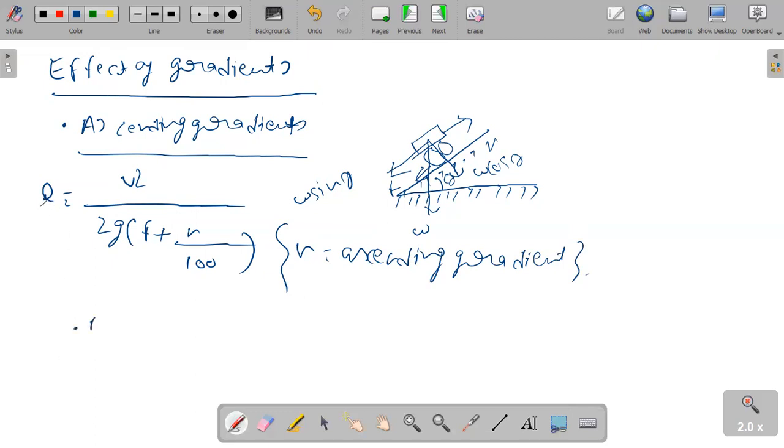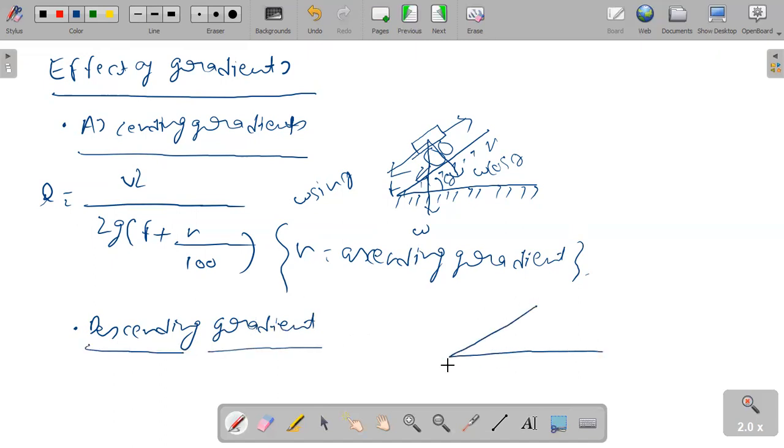Next point, descending gradient. Descending gradient means there is a surface something like this, inclined at an angle of theta, and your vehicle is moving downward with a speed of v. If you draw the FBD of this, you'll get W cos theta, W sin theta, and f.